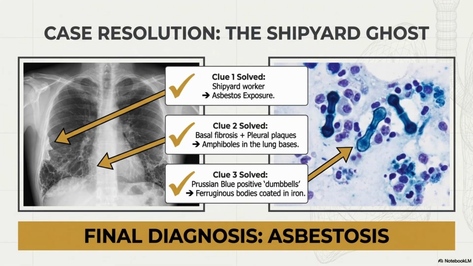Let's look at the case resolution for the shipyard ghost. Clue 1 solved. The shipyard worker history points to asbestos exposure. Clue 2 solved. The basal fibrosis and pleural plaques point to amphiboles in the lung bases. Clue 3 solved. A biopsy showing Prussian blue positive dumbbells indicates ferruginous bodies coated in iron. Therefore, the final diagnosis is asbestosis.